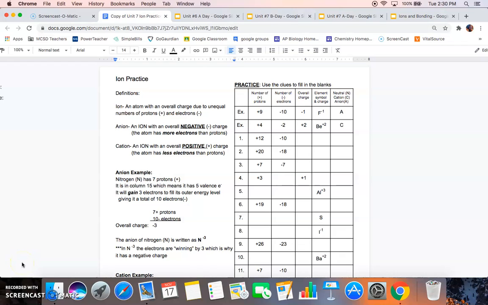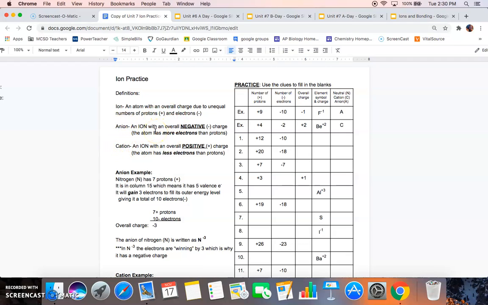All right, so let's just take a little look at our ion practice that we have going over here. So we have some good information. An ion is an atom with an overall charge because it doesn't have the same number of protons and electrons. So I've either gained or lost electrons. Specifically, I have anions and cations.